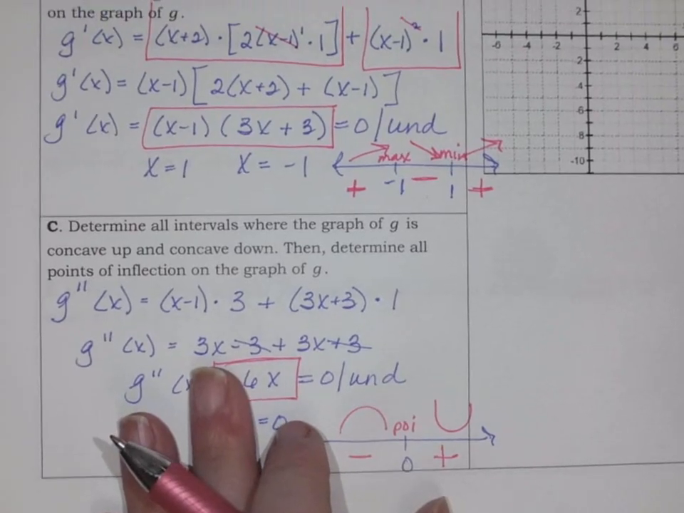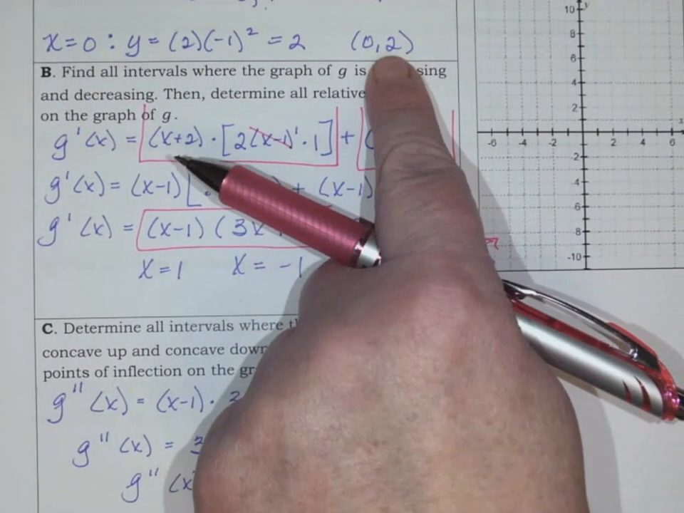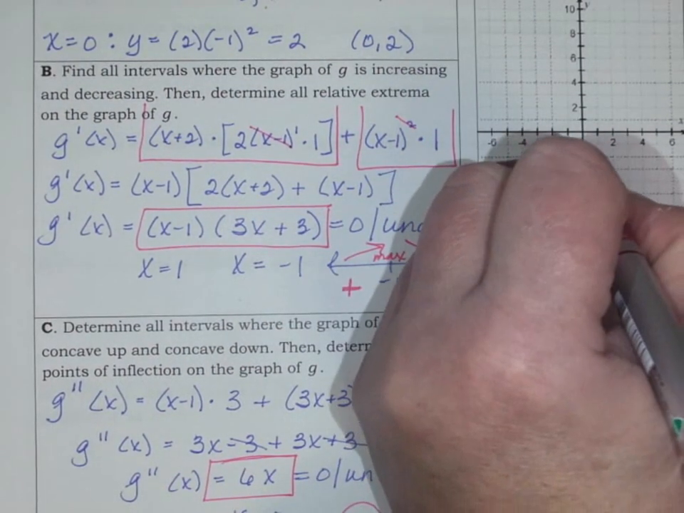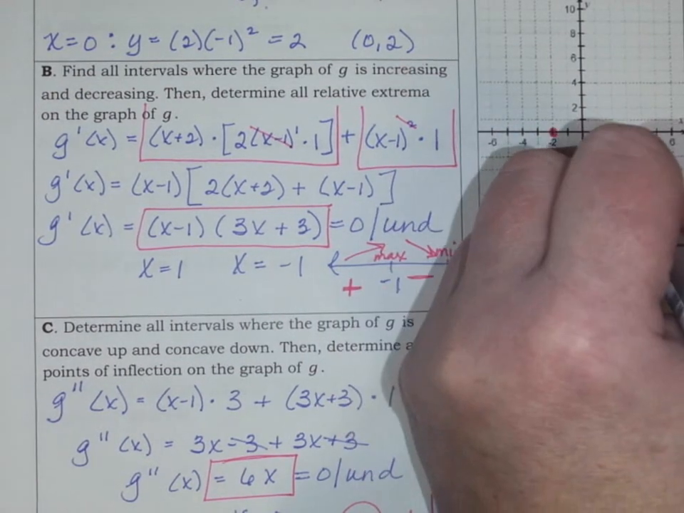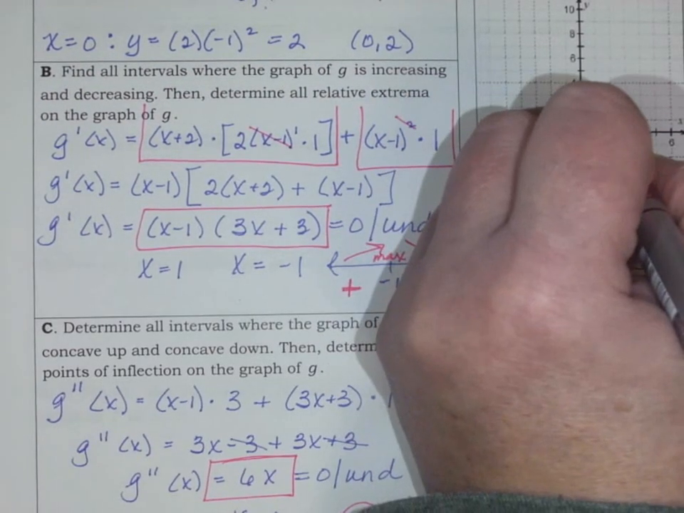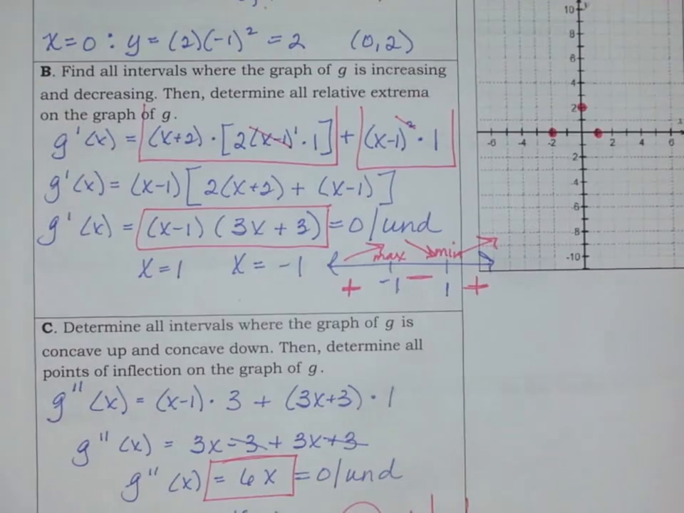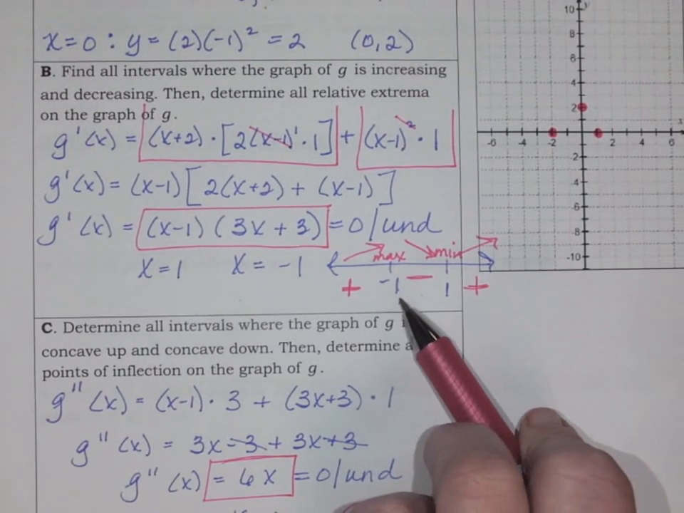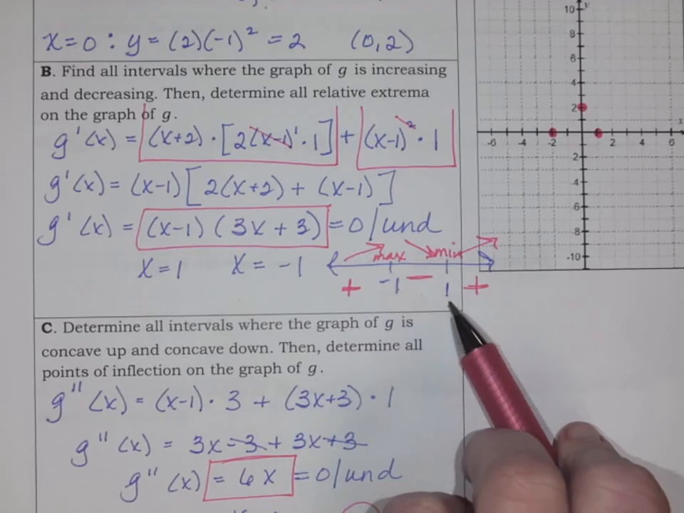Now, with this, the first thing I'm going to do is put my points on the graph. So I've got x-intercepts at (-2, 0) and (1, 0), and I've got a y-intercept at (0, 2). Okay, I know that I'm hitting a maximum at -1, and I'm hitting a minimum at +1.